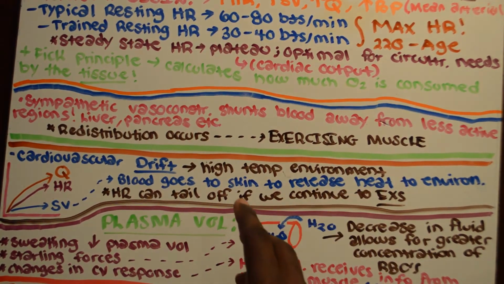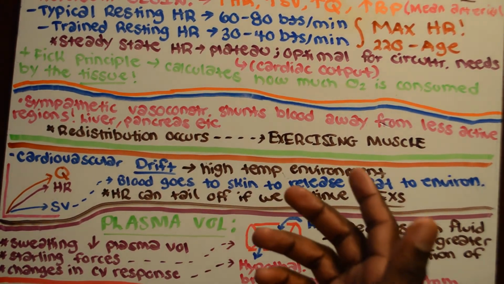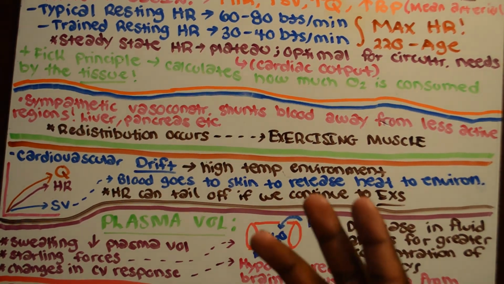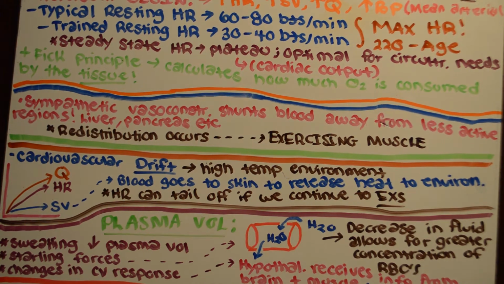And this is because blood carries heat, and when you're exercising, you don't want to overheat. So a lot of that heat that is within the blood will be carried to the skin so that you can sweat and that heat can be released. So your stroke volume as a result will decrease due to this.